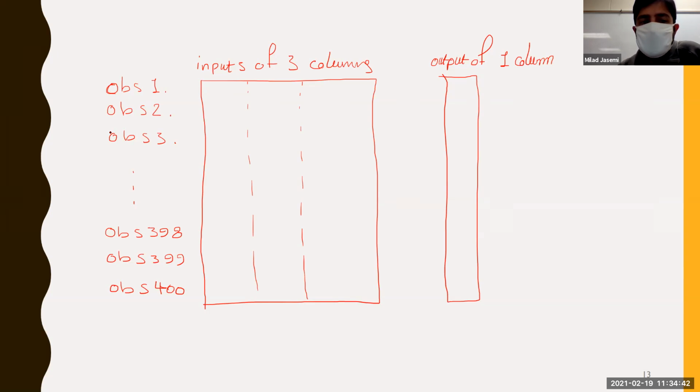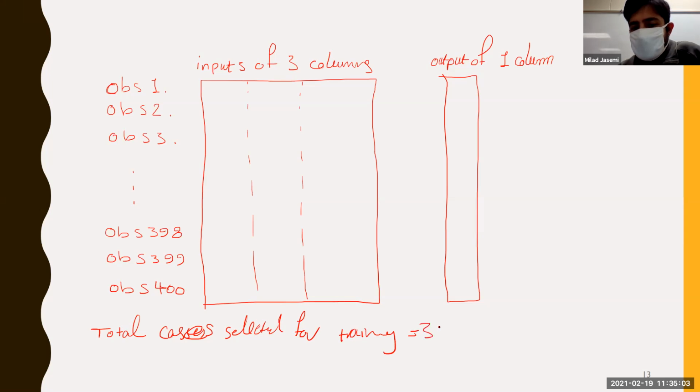But also the total number of rows for training, the total cases selected for training, equals 320, and the total cases selected for testing is 80. How are you going to do that? Just talk about the algorithm.